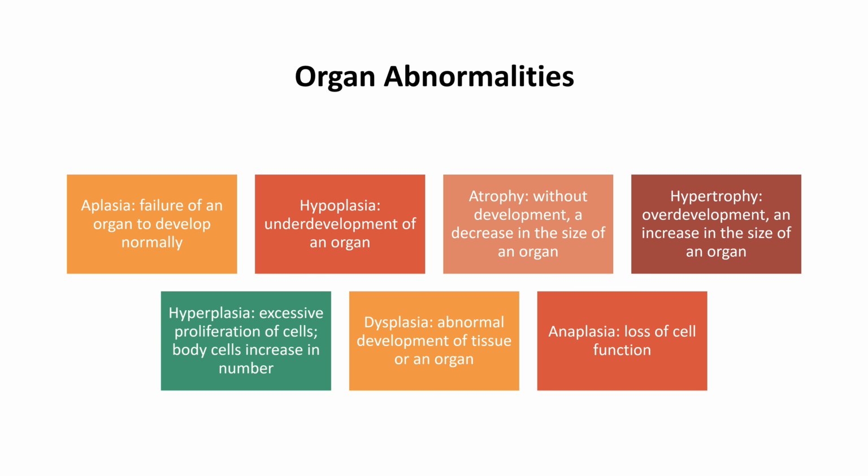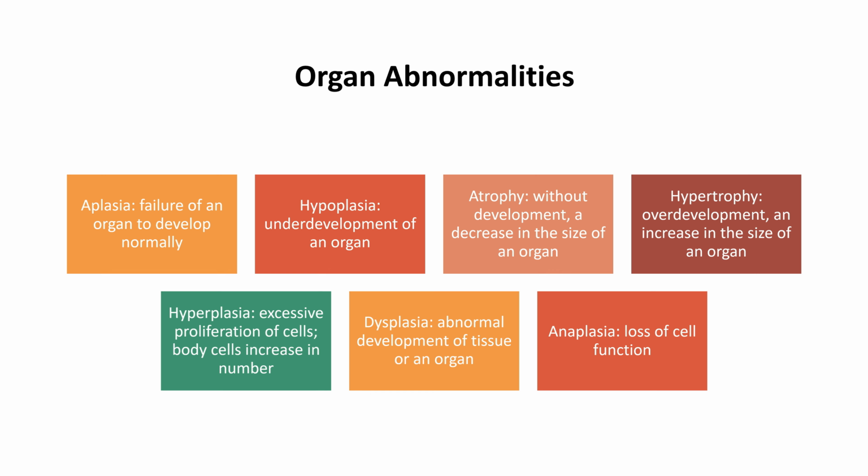So you have aplasia, which is going to be a failure of an organ to develop normally. Your hypoplasia is an underdevelopment of an organ. Atrophy is without development. Notice the A in the prefix usually means without. So without development, it's a decrease in size of an organ. Your hypertrophy, notice your hyper prefix, that's overdevelopment and increase in the size of an organ.